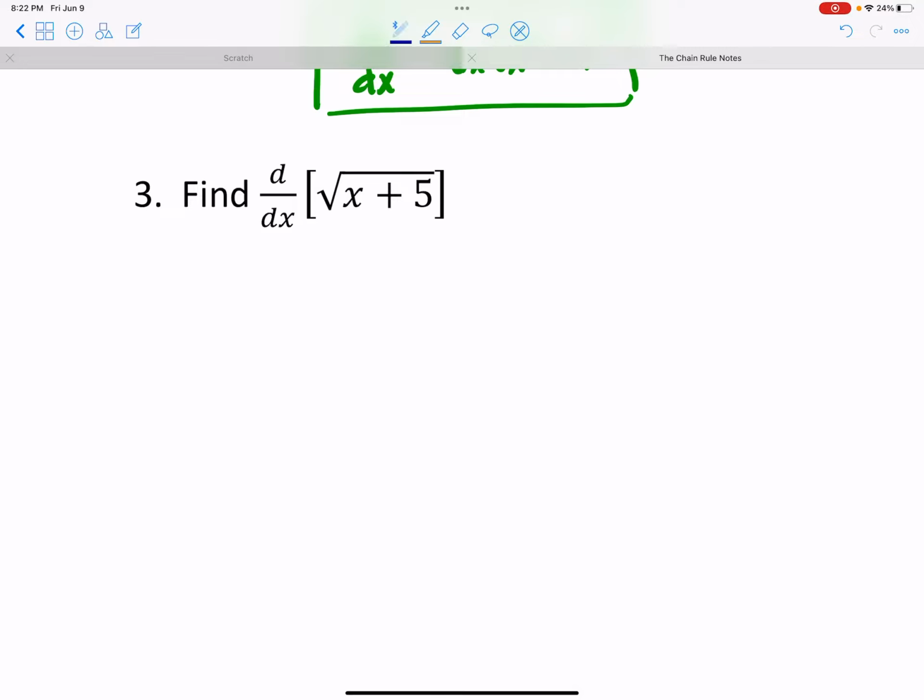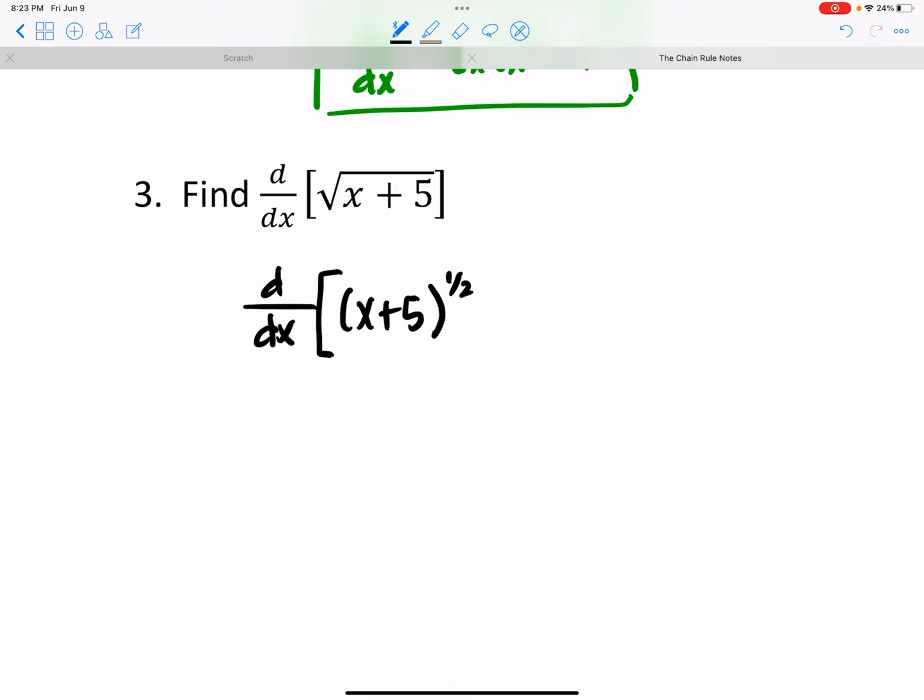Now in this one I would actually take a step first. I would rewrite this. It's much easier to differentiate something that's raised to a power. So I'm going to rewrite this as x plus 5 to the 1/2 power. Remember, the square root is the square root of this thing to the first. So we can write that with a rational exponent.